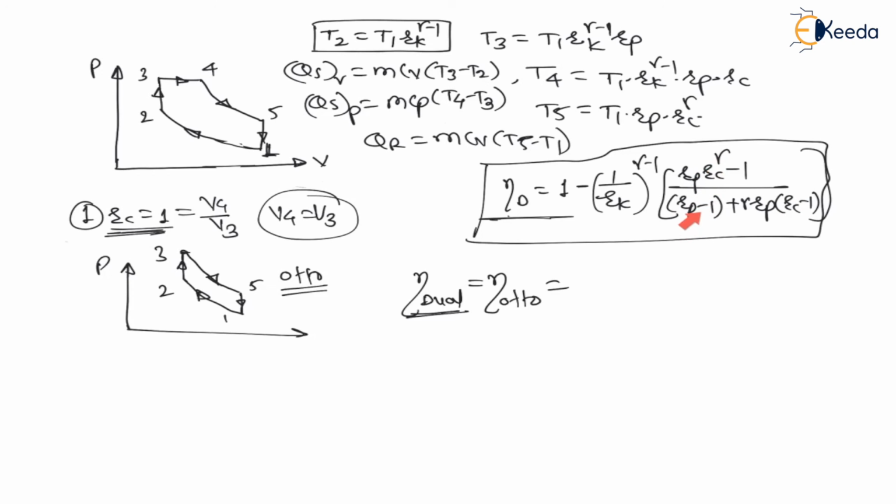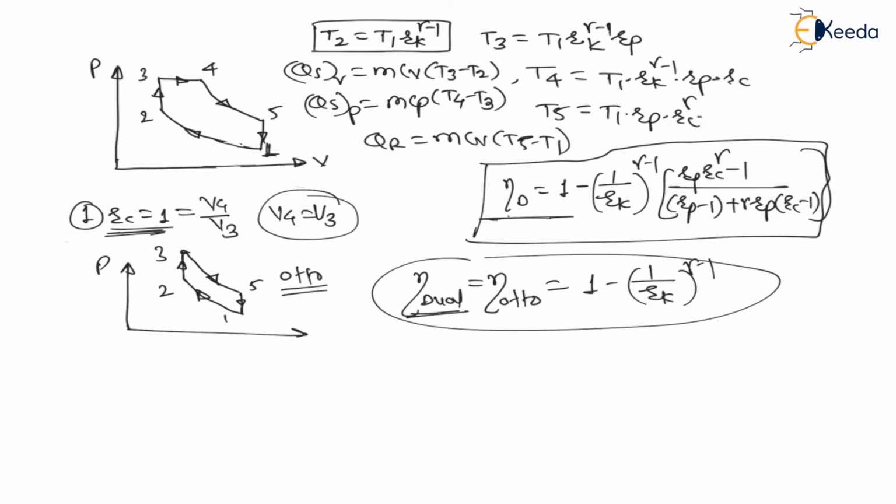Therefore, (Rp − 1)/(Rp − 1) is 1. Therefore, the formula becomes 1 − 1/Rk^(γ−1), which is nothing but the formula for efficiency of Otto cycle. Let us put Rc equal to 1 in this formula and check. You will find this simplified version, which is nothing but the efficiency of Otto cycle formula, right? And whenever Rc is 1, it becomes Otto cycle.